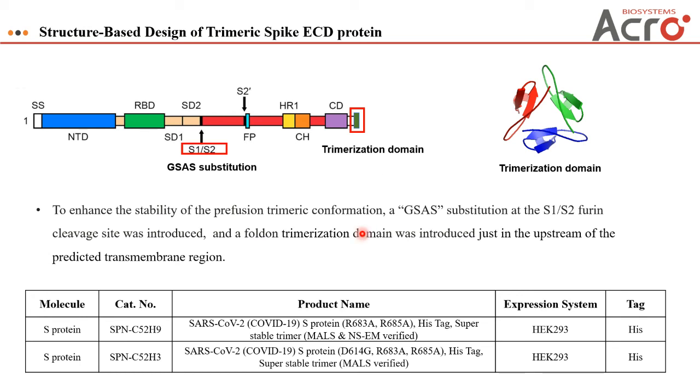To produce trimeric spike protein, we introduced a GS-AS substitution at the S1-S2 cleavage site to maintain the integrity of spike protein. In addition, a trimerization domain was introduced just upstream of the predicted transmembrane region to facilitate the trimer formation of spike protein. We have launched 2 spike trimer protein products, including spike trimer protein from the original version of SARS-CoV-2 and spike trimer protein with D614G mutation in the sequence, which has become popular now in Europe and North America.